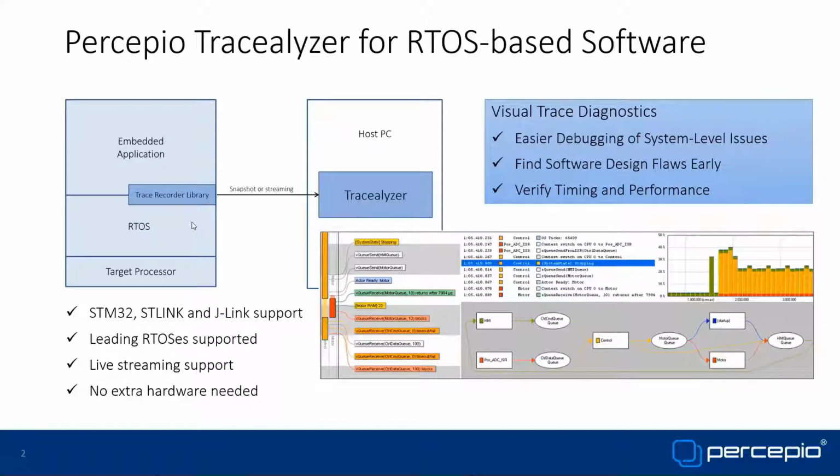Visual trace diagnostics gives you a detailed timeline of the runtime system and a large set of visual overviews, metrics and statistics. It allows for continuous live streaming of trace data from the target system to host, so you can monitor the system over long periods of time. You can even see live animated views of the data.